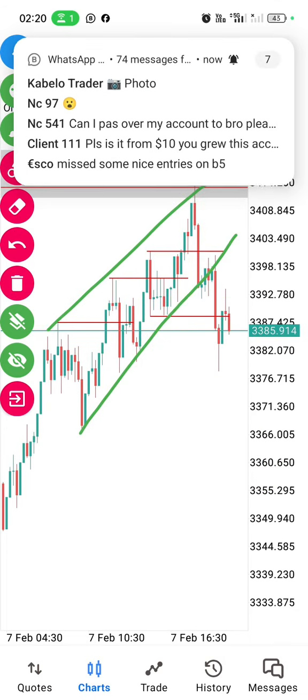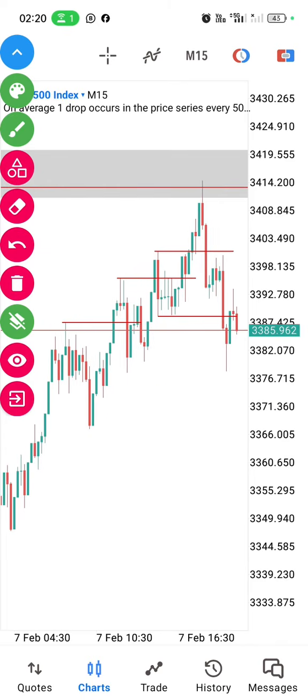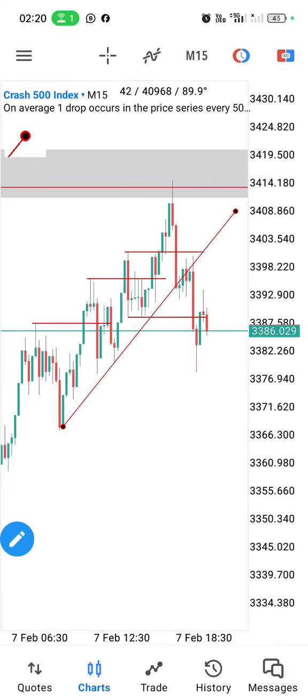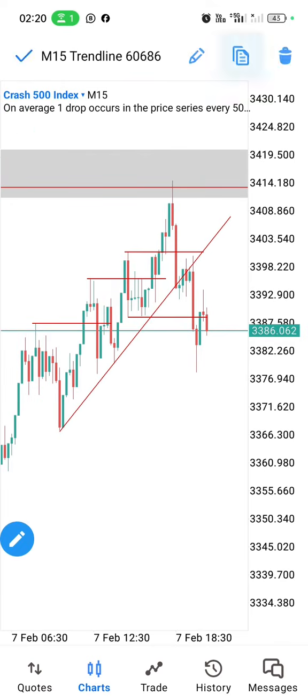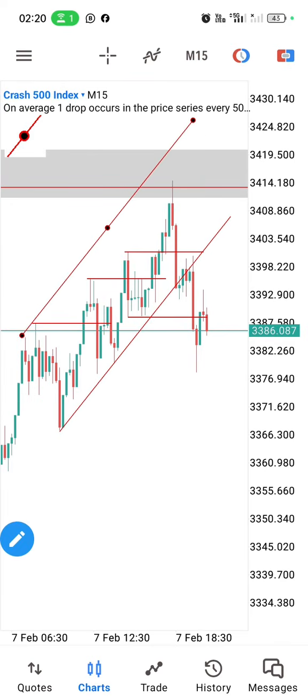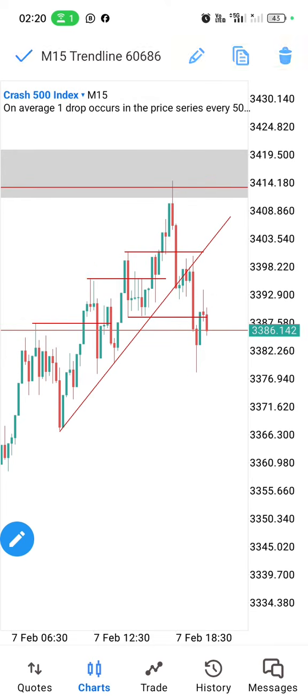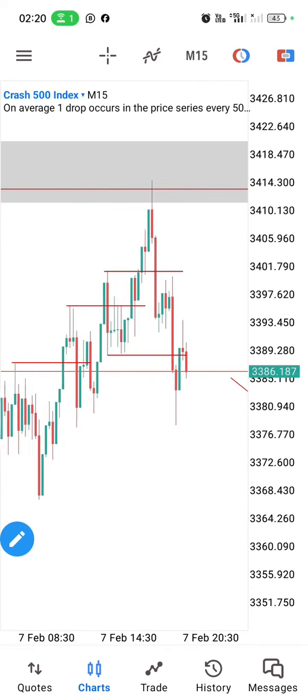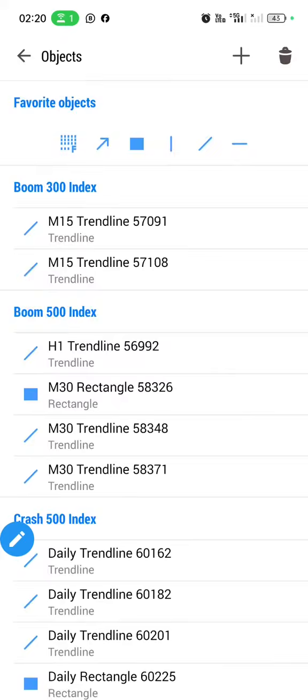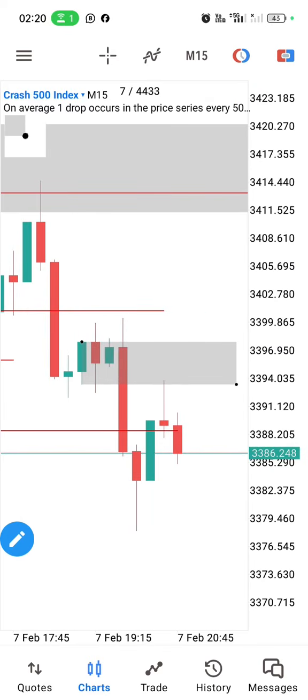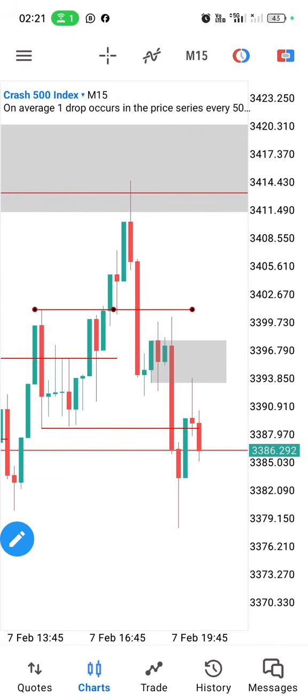Check out that channel. So let me mark out the channel properly so that you guys can see it. It's so noticeable. There's a channel right there, and what price did was it broke out, retested the channel, the trend line, and then it shot down. So there is that 15-minute OB that price hit.